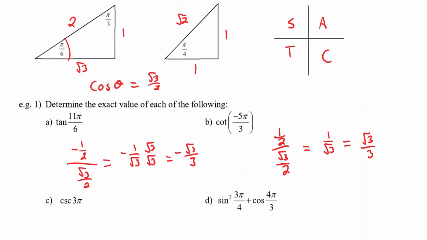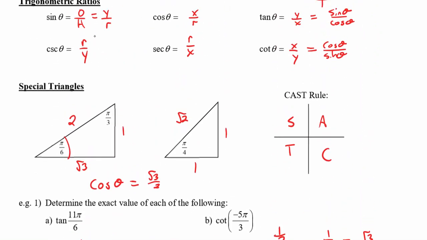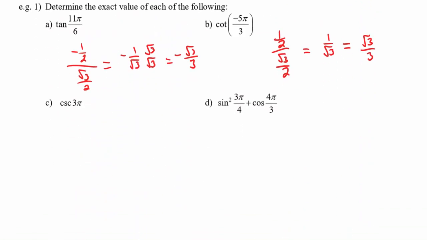So if we look back to the beginning here, cosecant was r over y. So cosecant 3 pi, r in this case on the unit circle is 1, and our y value there was 0. Okay, so this is undefined.